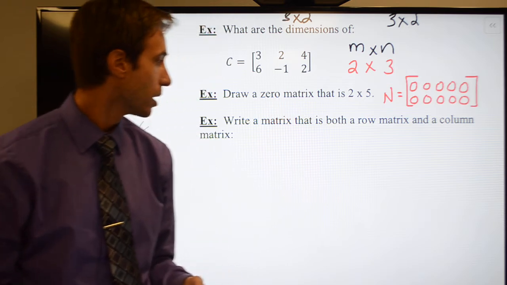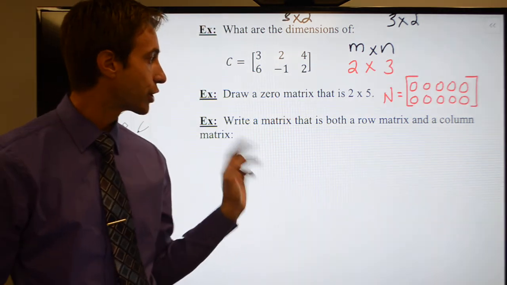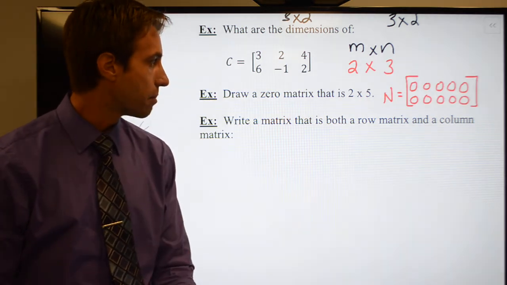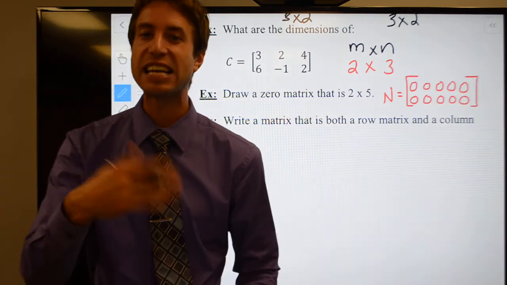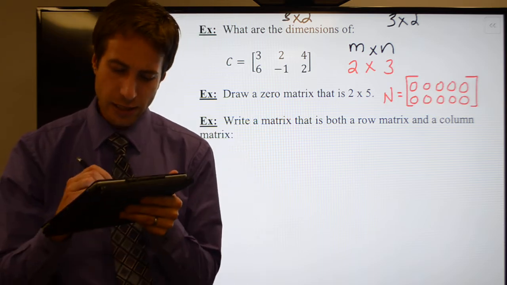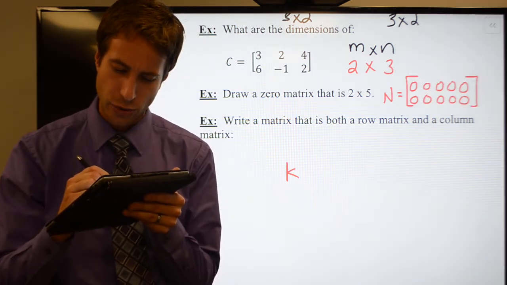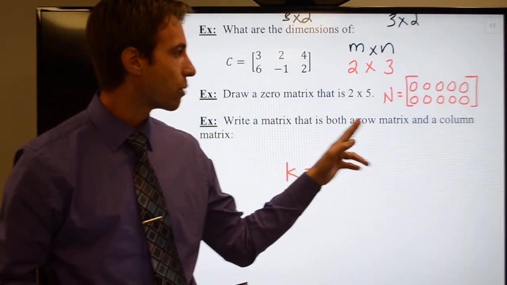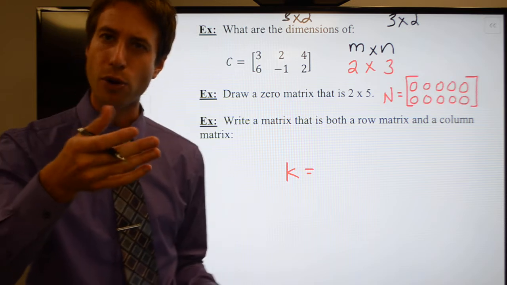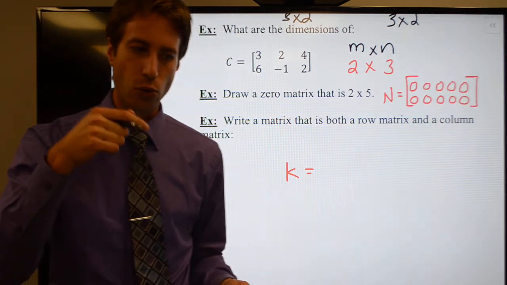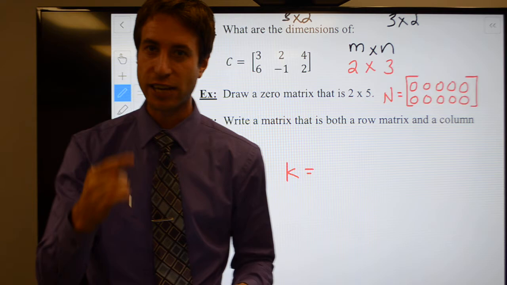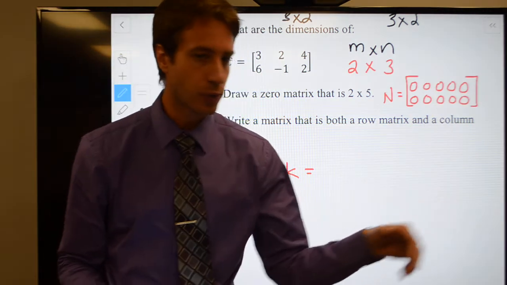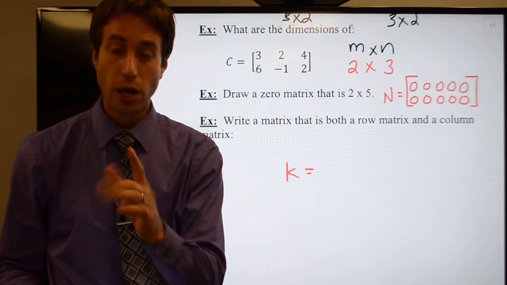Finally here in this last one, I ask you to write a matrix that is both a row and a column matrix. Interesting. Again, I don't tell you what to call the matrix. Let's go ahead and name it K, or you can name yours whatever you want to, but I'll name mine K. And I need it to be both a row and a column. Well, let's remember those special matrices. A row matrix is a matrix that had just a single row, just 1 row. And a column matrix was a matrix that had just 1 column.